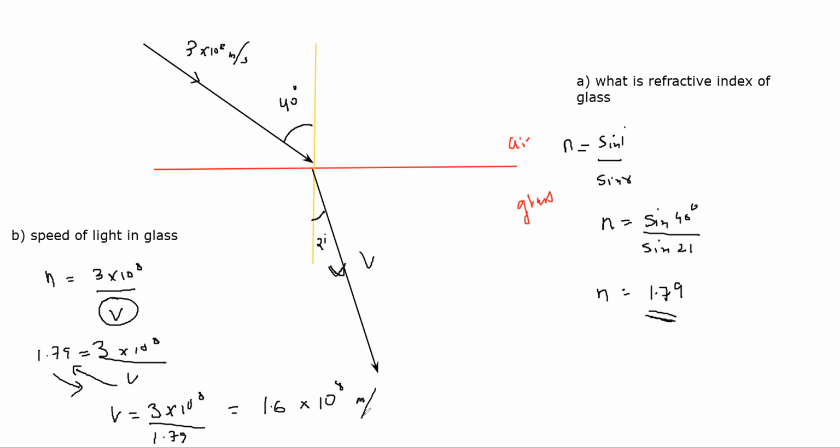The answer is 1.6 into 10 to the power 8 meters per second. Because it was written as 1 and then how many 6s, I moved the point 8 places. That's why it is 1.6 into 10 to the power 8 meters per second. Is it clear? And it is obvious that as the light travels from air to glass, the speed should decrease, not increase.